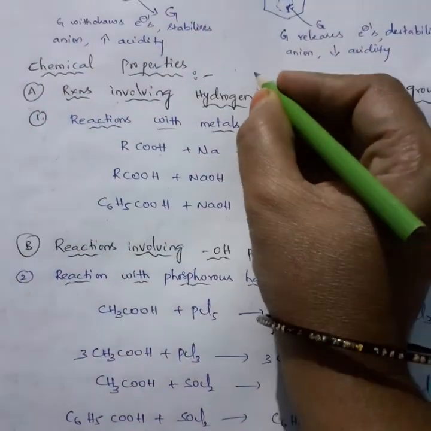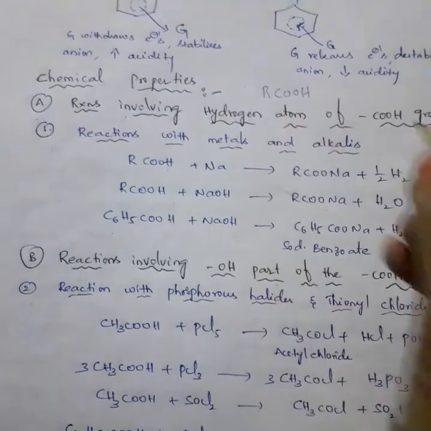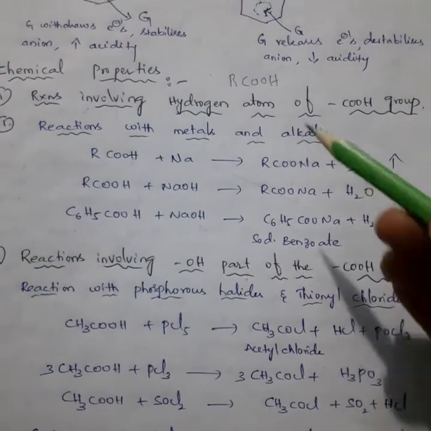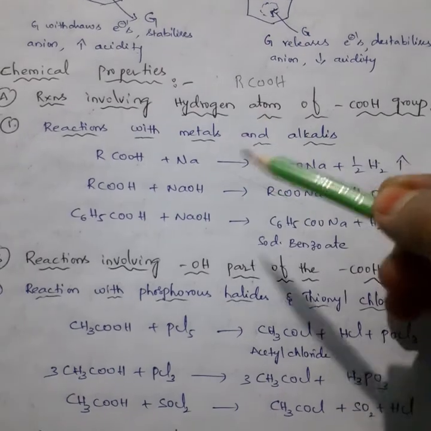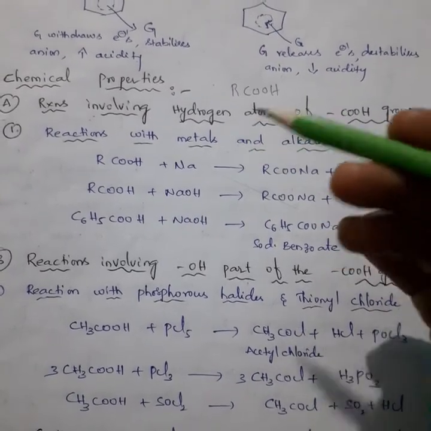Now we are moving to the next topic, chemical properties of carboxylic acids. What is the general representation of these carboxylic acids? RCOOH is the general representation. So the chemical properties of these carboxylic acids we are going to study under different headings.